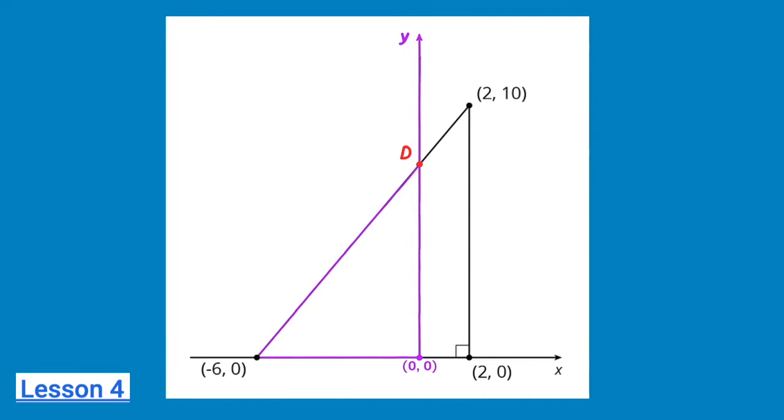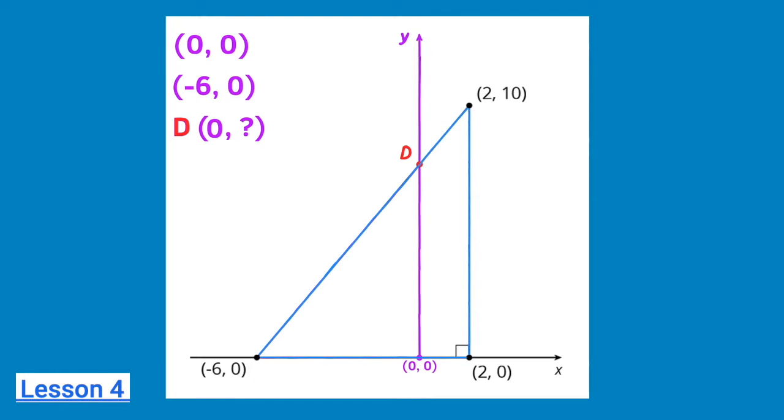If you look close enough, you'll notice that there are 2 similar triangles. I highlighted one triangle in purple. It has the coordinates (0, 0), (-6, 0), and for point D, the coordinates are (0, unknown). I'm going to show you how to use these coordinates in just a moment. But first, I need to highlight the second triangle.